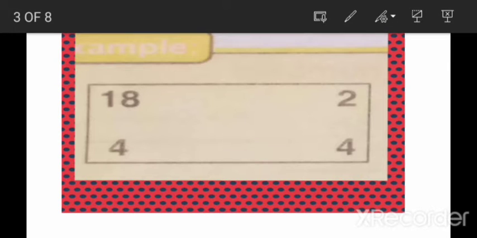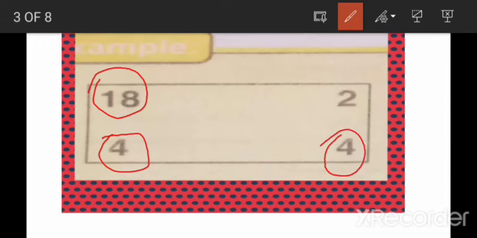Here we have in example number 1 a rectangle consisting of 4 numbers which are 18, 2, 4 and 4. Now assuming the 18 here is not given, how do we go about it? How do we get the 18? What we simply do is to multiply this 4 times this 4, then we add 2 to it.